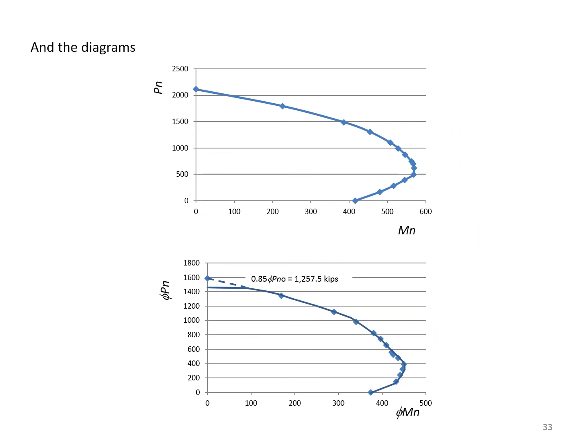And here are the graphs. The upper graph shows Pn versus Mn. The lower graph shows phi Pn versus phi Mn, with the upper portion of the curve cut because the ACI has that maximum value for the axial load capacity.